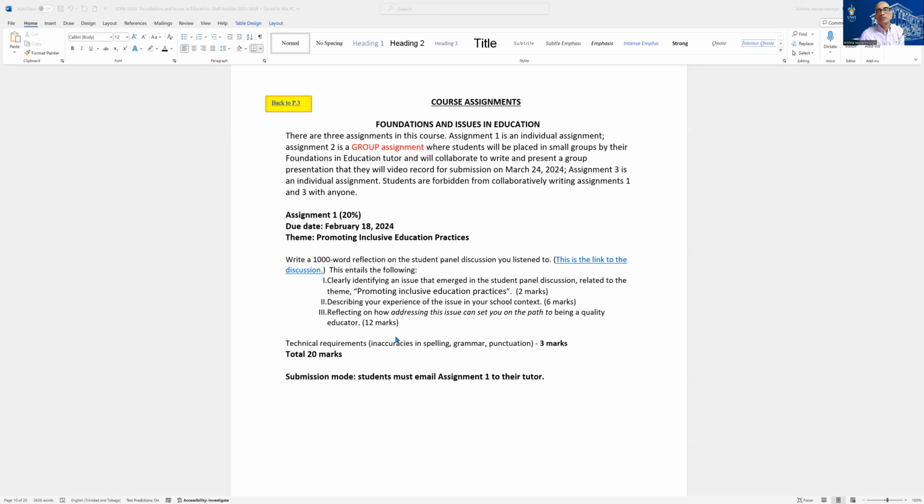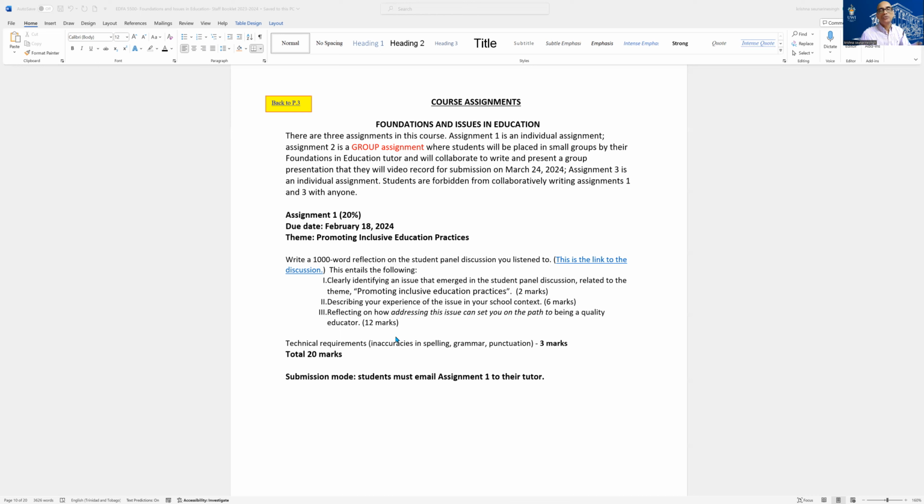Then you go on to describe your experience of the issue in your school context. This is now worth 6 marks. It is 3 times the first question, so obviously this is going to require more exploration than question 1. So what do you do now? Well, the issue which you had identified that the children spoke about relating to promoting inclusive education practices, you are now going to talk about your own experience with that issue in your school context.